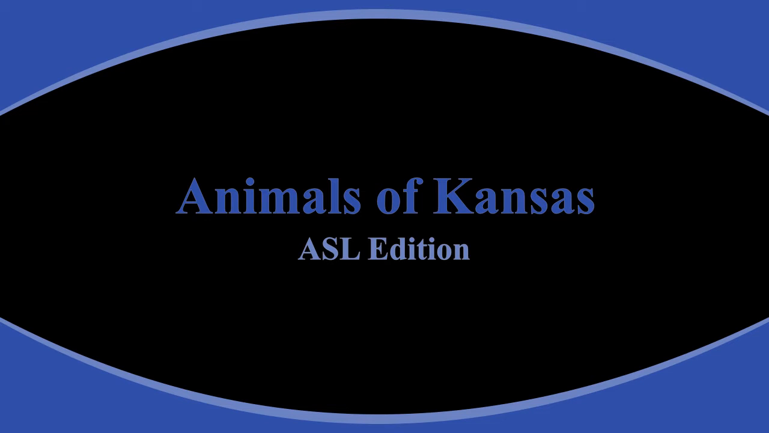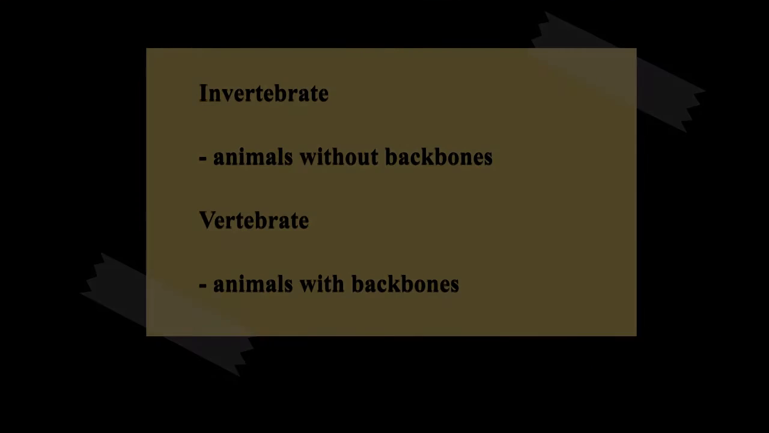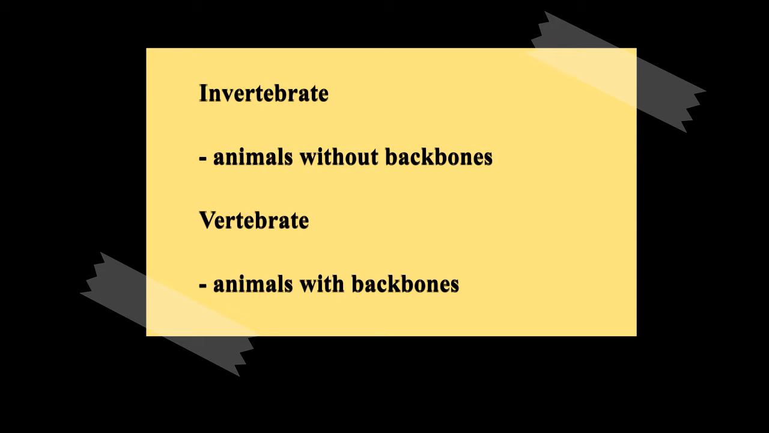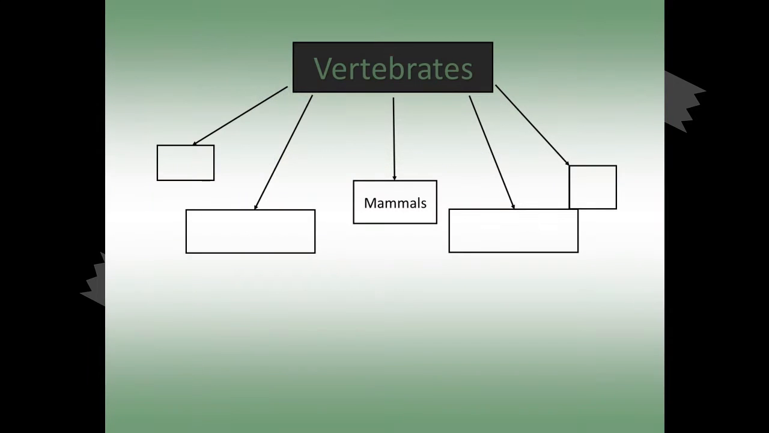So far we have learned about the difference between invertebrates and vertebrates and the smaller animal groups that make up those two categories. There are 4 more classifications for the vertebrate groups and we're going to cover them today. Are you ready? Great, let's get started.